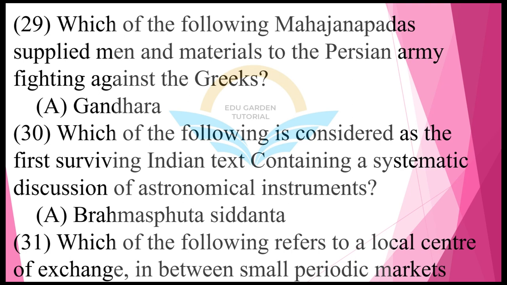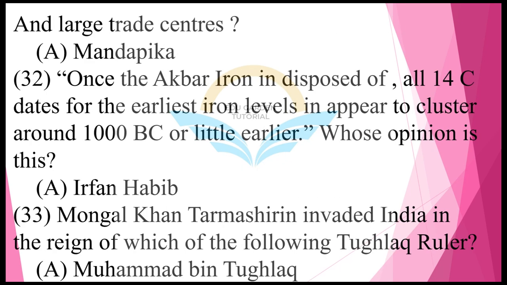And the next one, once the Akbar iron is disposed of, all 14th century dates for the earliest iron levels appear to cluster around 1000 BC or a little earlier. Whose opinion is this? Answer is Irfan Habib.